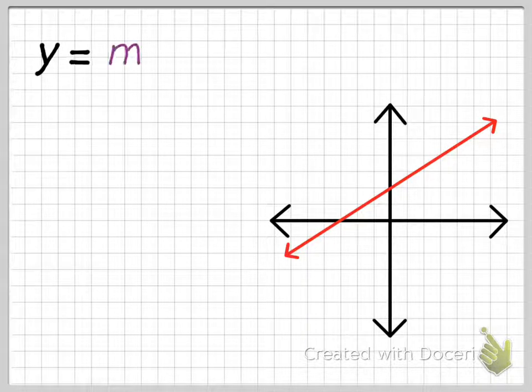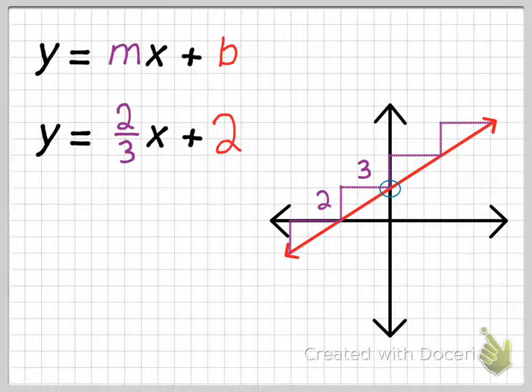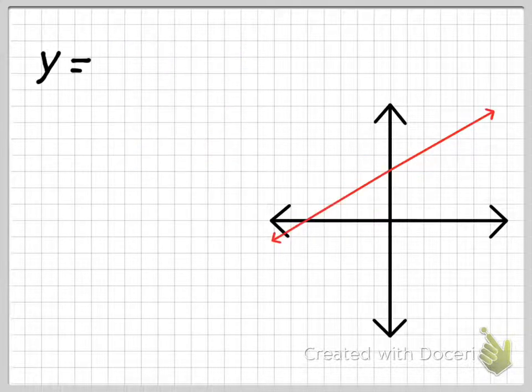So let's put this all together into y equals mx plus b. I found that my slope was 2/3. So I can write in 2/3 for my slope, or for m. And then I found that my y-intercept is at 2. So I can write that in for b, 2. And then I can just fill in the rest. So I have y equals 2/3 x plus 2. That's the equation of this line here. So let's look at a couple of different examples and see how we do.